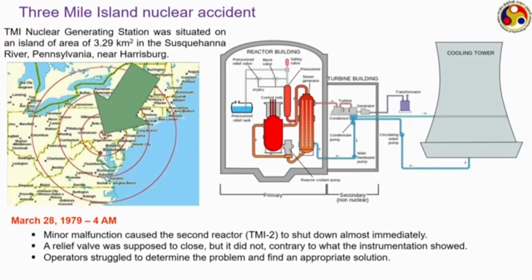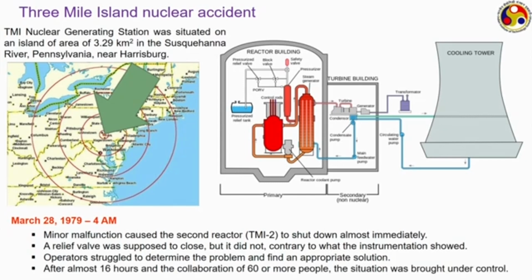The result was that when the accident started, the operators struggled to determine the problem, and once they did not know what the problem was, they could not find an appropriate solution either. So it took quite some time to get the situation under control. Luckily, there were not too many common people around the plant, and it took around 16 hours and a consistent effort of 60 or more persons to get the situation under control.